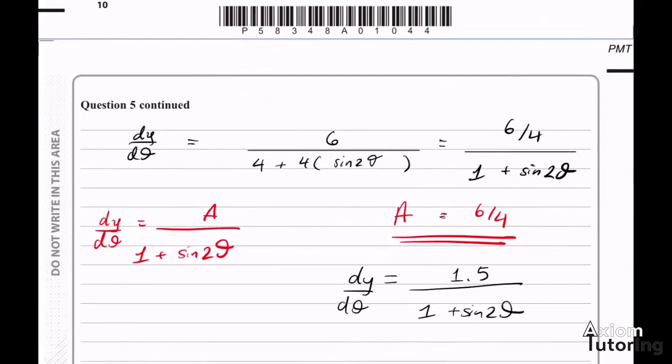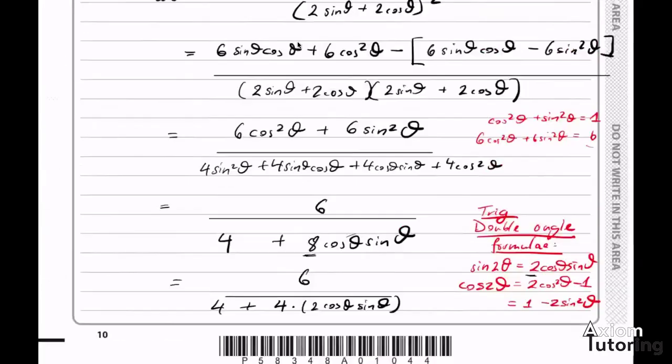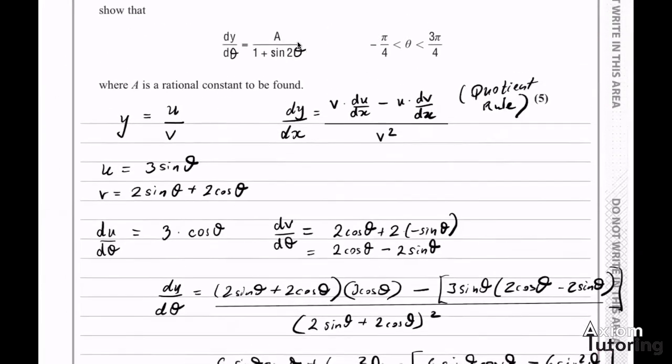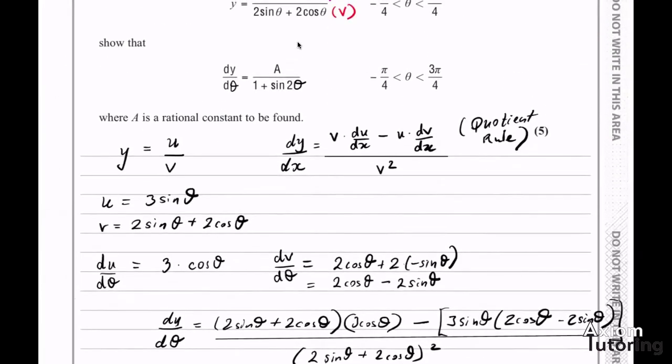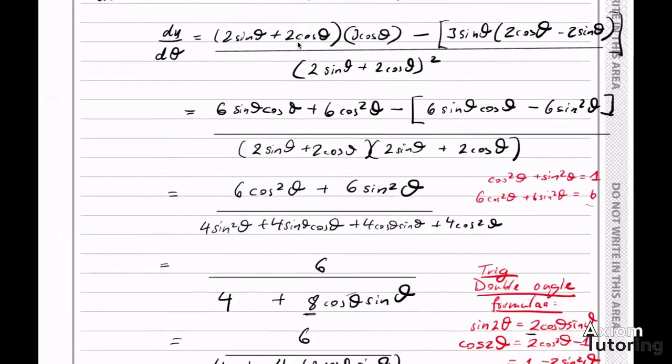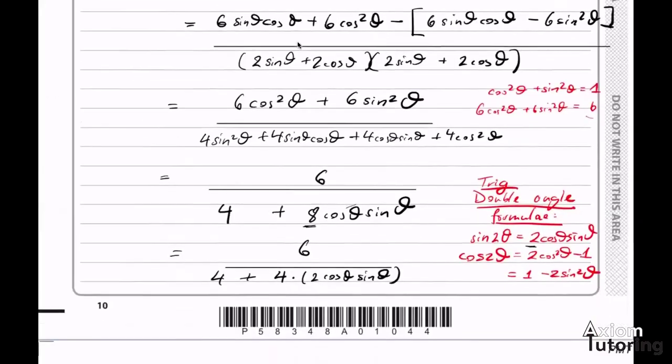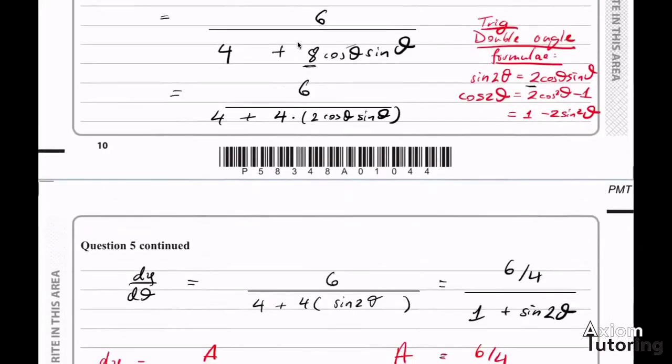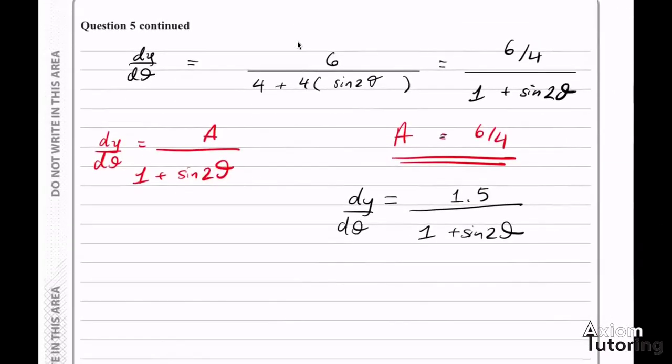Okay, so that's how you tackle question 5. And initially, you might think the differentiation itself is the most difficult part. But in fact, I think the most difficult part really was multiplying everything out and making sure that we weren't making a mistake. Okay, so in the next video, I'll be going through question 6.